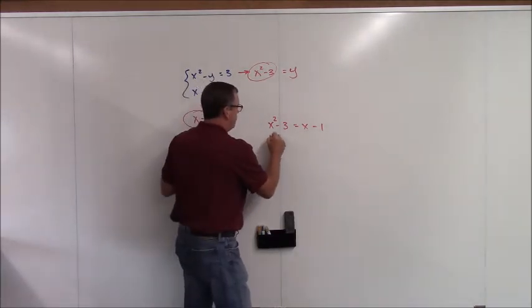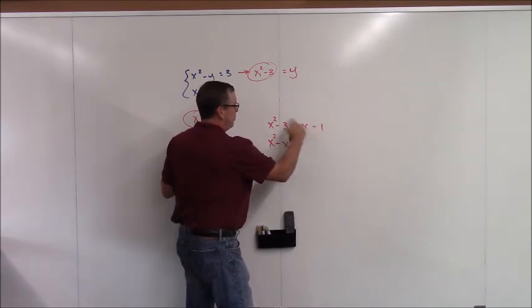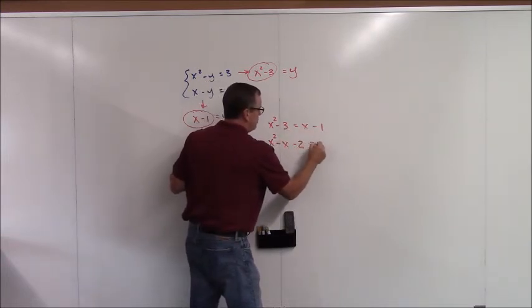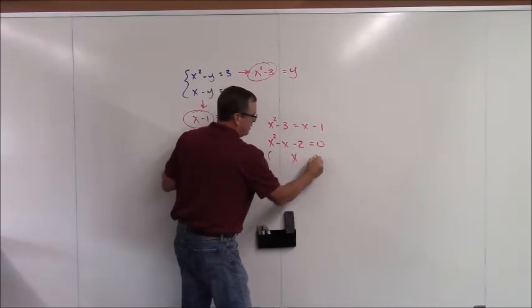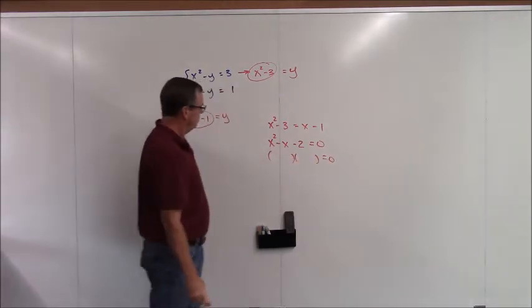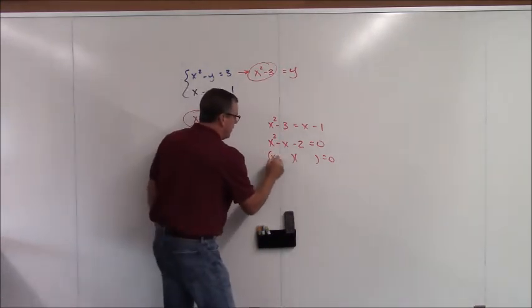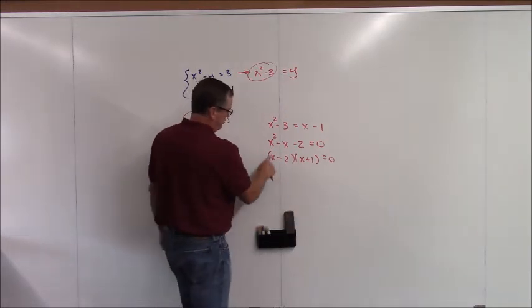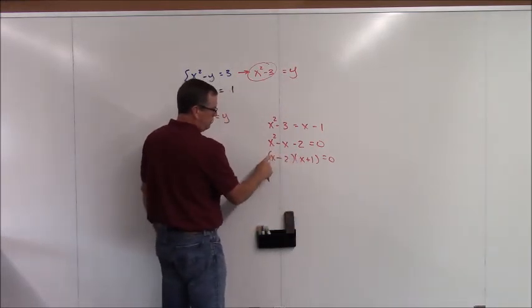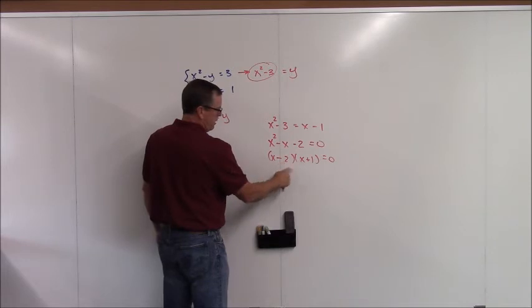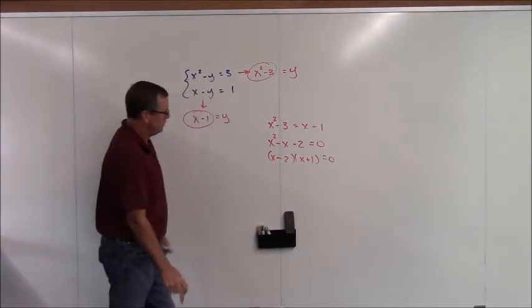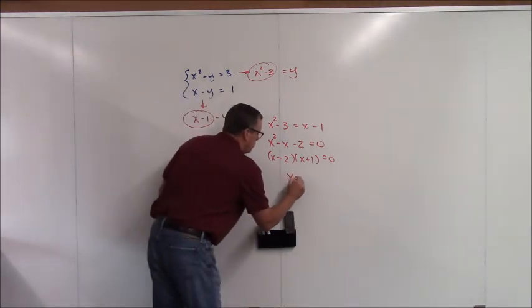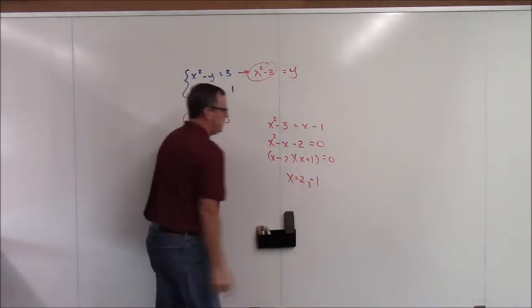So x squared, if I bring this over, it becomes negative. Bring this 1 over and add it, I get minus 2. And now I need to see if I can factor that. So it looks like if I had x minus 2 and x plus 1, that would work. X squared would give me that term. X minus 2x would give me that term. And a negative 2 times 1, that would give me that right there. All right, so we know that x equals either 2 or negative 1.